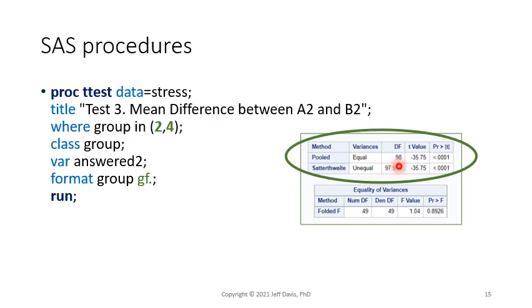So we have DF of 98, a t-value of negative 35.75, and that negative tells you that A2, Group A at time 2, has a lower mean than Group B at time 2. And that there's a very, very small probability that the null hypothesis, which states the two groups are the same, is true.